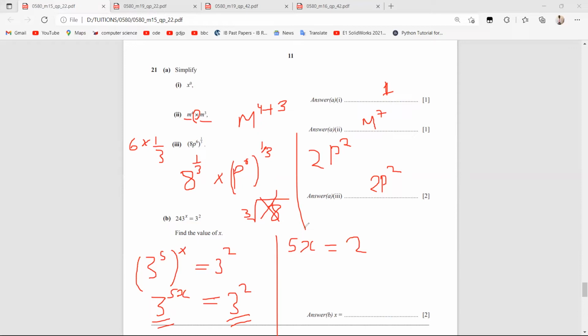Then we solve this algebra. 5 is crossing to the other side. On the left-hand side, 5 is multiplied with x, so if it crosses the equal sign, it will be divided. So it will be 2 divided by 5, or 2 over 5. That's our final answer for part B. All right, let's get some more questions here.